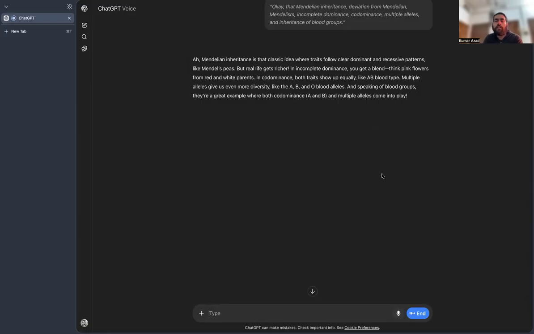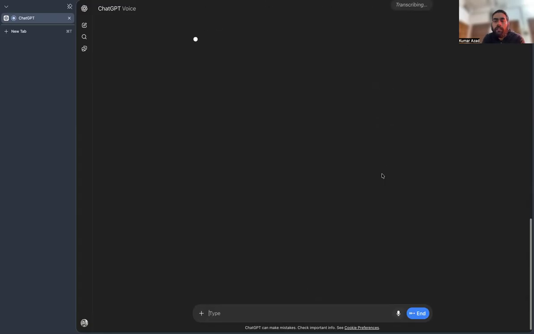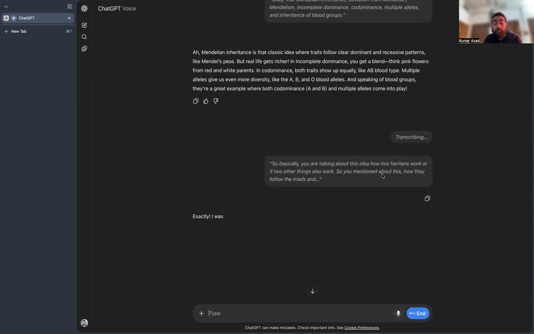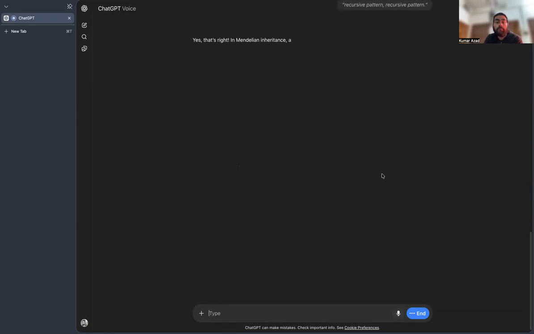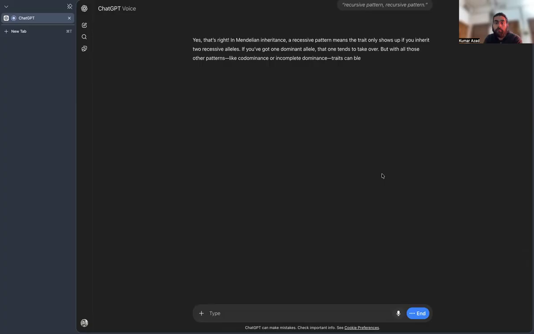So basically, you are talking about how these inheritance patterns work. You mentioned how they follow the recessive pattern. Yes, that's right. In Mendelian inheritance, a recessive pattern means the trait only shows up if you inherit two recessive alleles. If you've got one dominant allele, that one tends to take over. But with patterns like codominance or incomplete dominance, traits can blend or share the stage, making inheritance a bit more nuanced. It's all these patterns working together that give us the diversity we see.